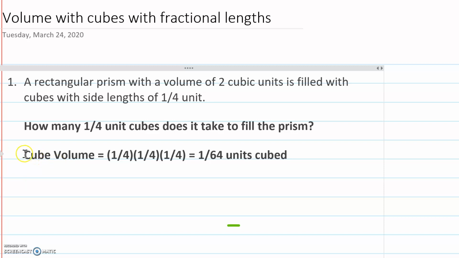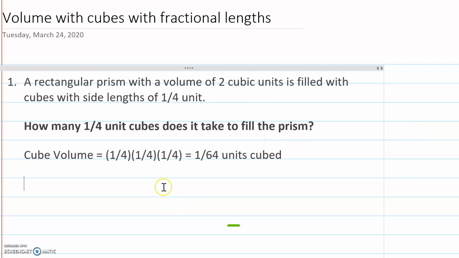Now, once you have the volume of the cube, you can then take the volume of the rectangular prism, which is 2 cubic units, and divide it by the volume of the cube. So in this case, we're going to take 2/1 and we're going to divide it by 1/64.